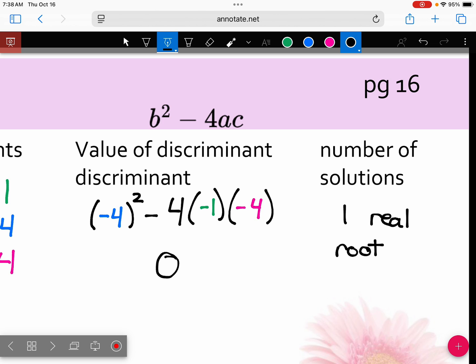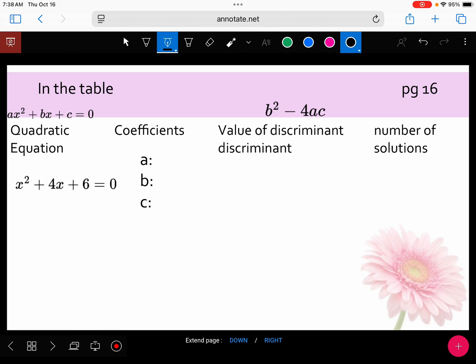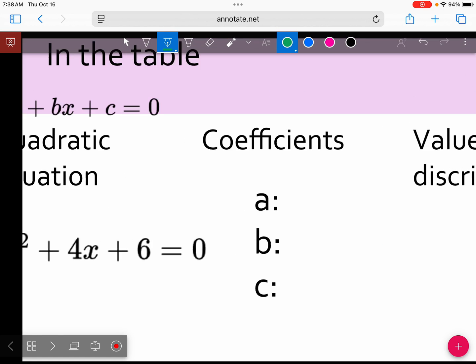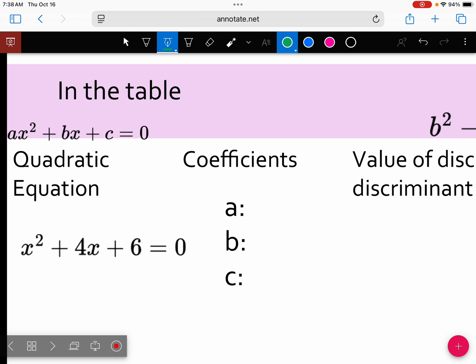Questions on this one? Got 2 more in this table here. What is our A value? One. What is our B value? 4. Good. And what is our C? 6. Beautiful. Substitute them in.